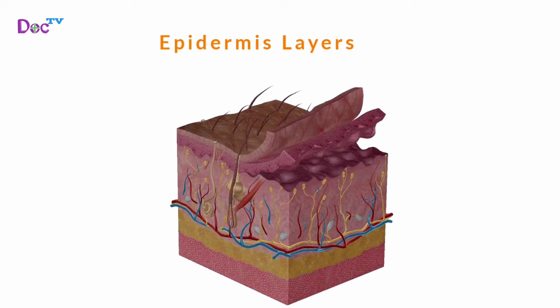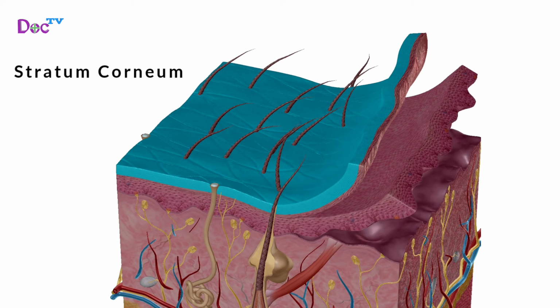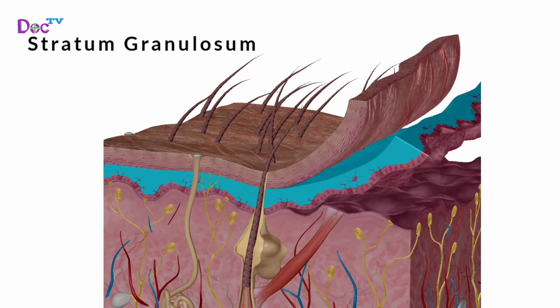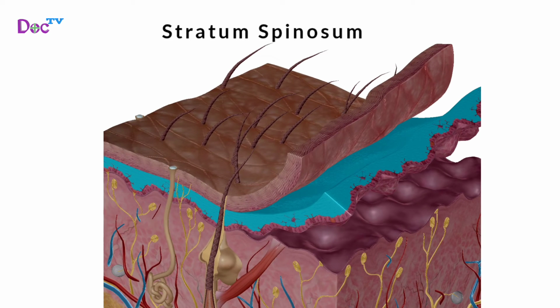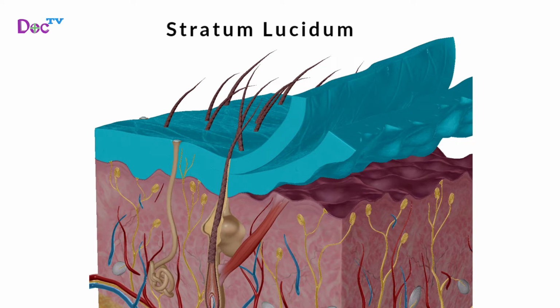So second topic, we have epidermis layers. The epidermis is made up mostly of keratinocytes, cells that produce the fibrous protein keratin. These cells are arranged in layers: the stratum corneum, the stratum granulosum, the stratum spinosum, and stratum basale. In the palms of the hands and soles of the feet, there is an additional layer called stratum lucidum, located between the stratum granulosum and stratum corneum.